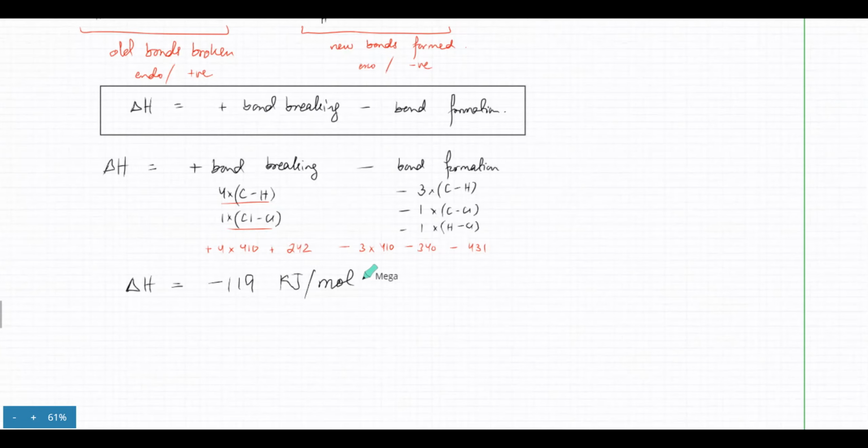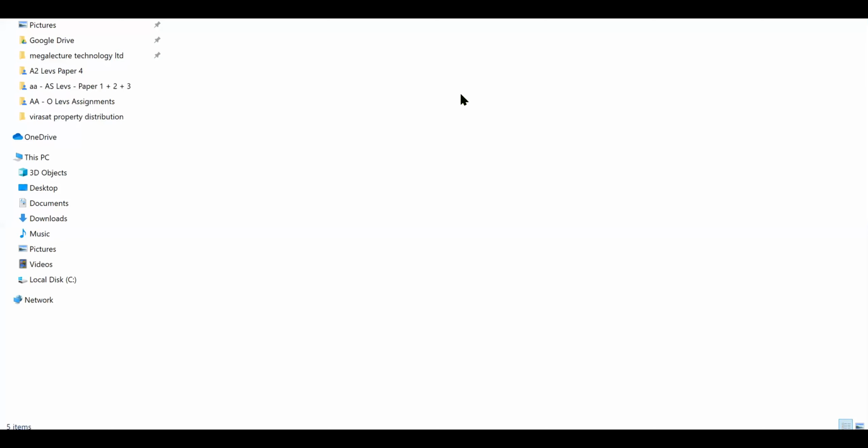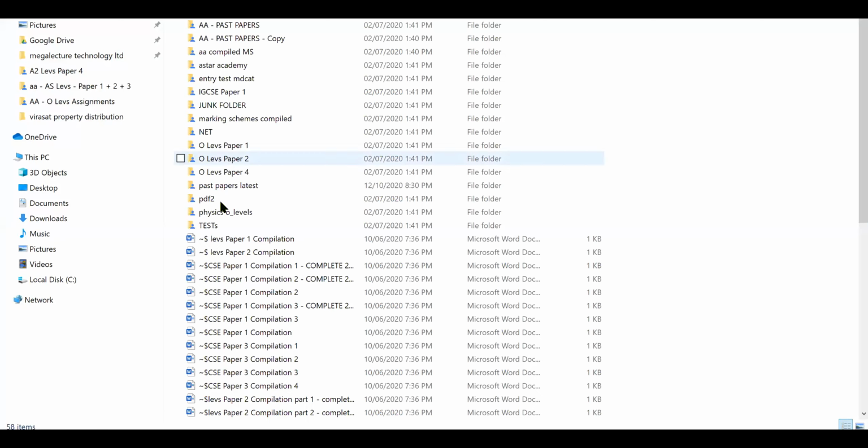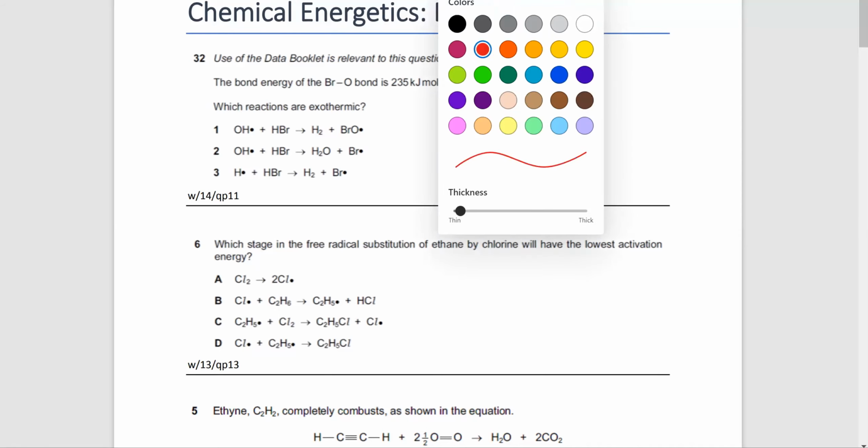Okay, so we're going to jump to solving. We're going to try and solve some past paper questions related to bond energy now. So all these questions are related to bond energy. Starting with the first question. The question is simply asking which reactions are exothermic.